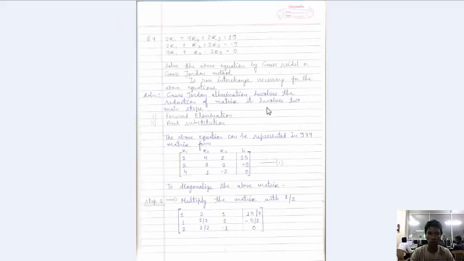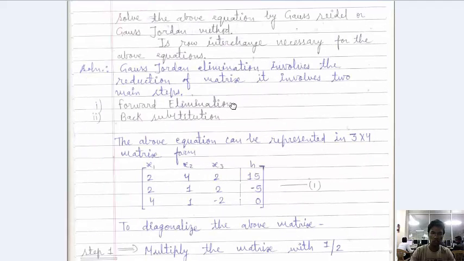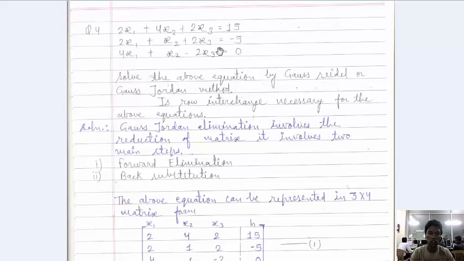Now question number 4. Here we have been given 3 equations. We have to solve the above equations by the Gauss-Seidel or Gauss-Jordan method. Is row interchange necessary for the above equations? Solution: Gauss-Jordan elimination involves the reduction of the matrix. It involves two main steps: forward elimination and back substitution.